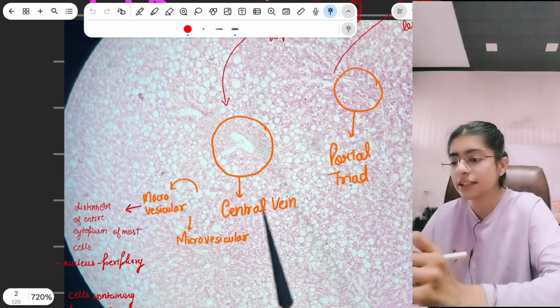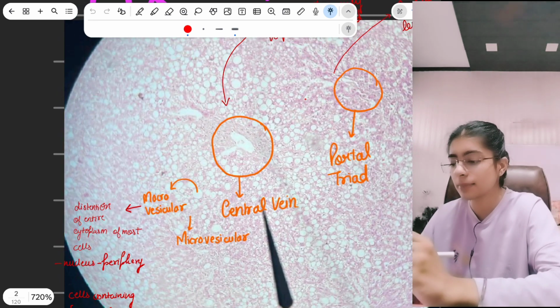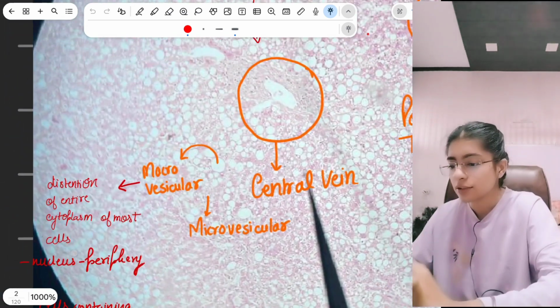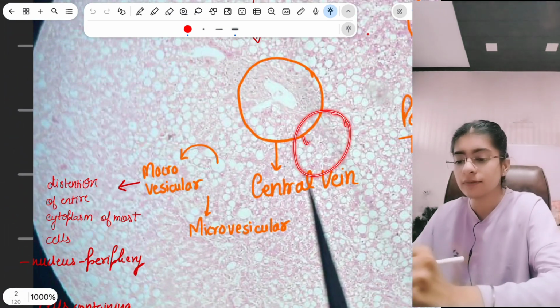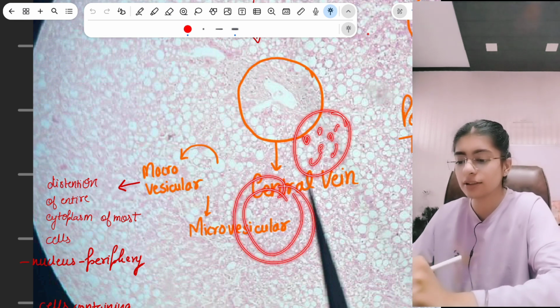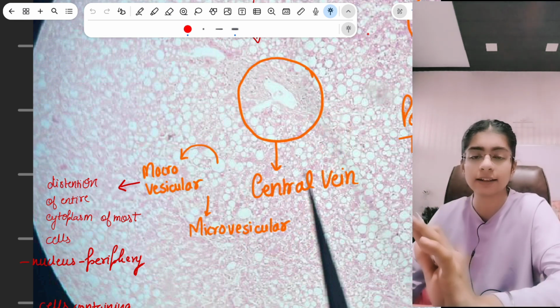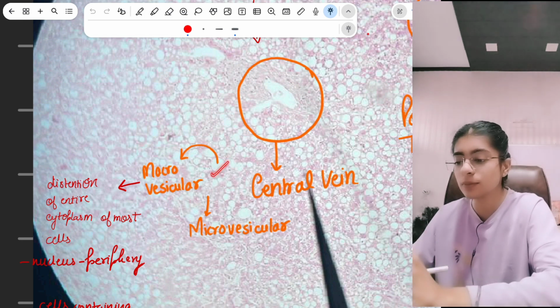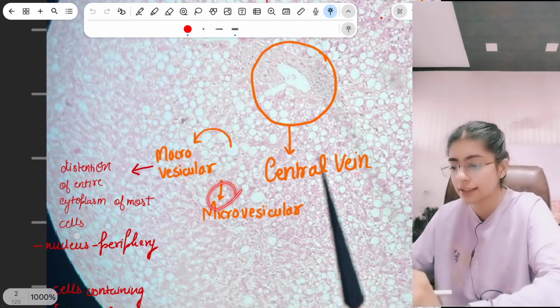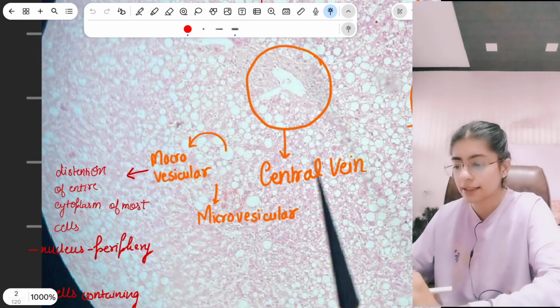Now here are multiple macrovesicular and microvesicular fatty cells. Microvesicular is basically when a cell has multiple fat droplets, and macrovesicular is when there is one large fat droplet which is pushing the nucleus towards the periphery. Here you can see the macrovesicular and here the microvesicular, like this, right?